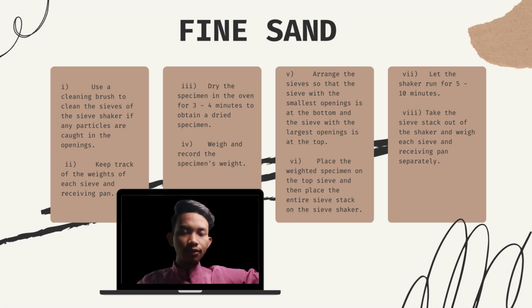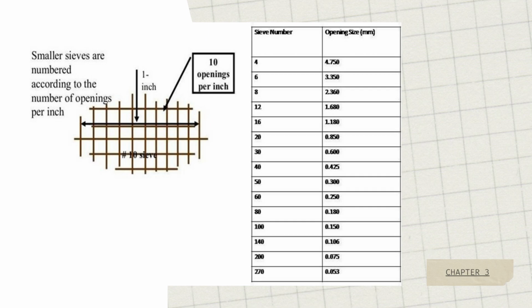Place the weighed specimen on the top sieve and then place the entire sieve stack on the sieve shaker. Then let the shaker run for 5 to 10 minutes. Lastly, take the sieve stack out of the shaker and weigh each sieve and receiving pan separately.